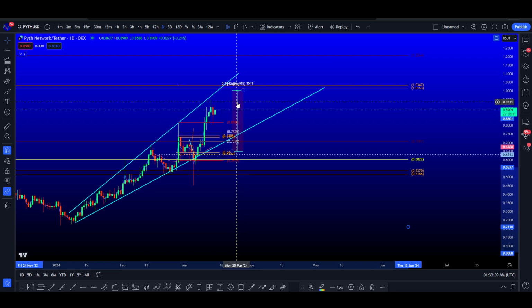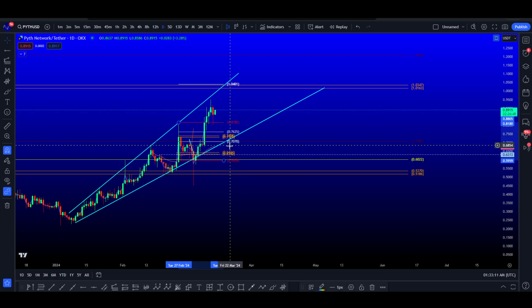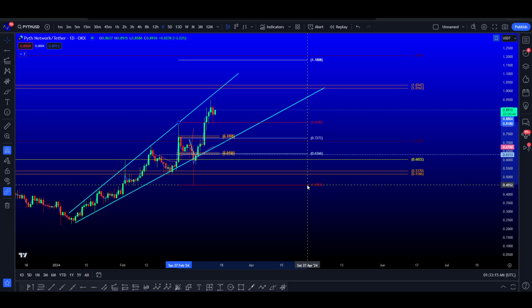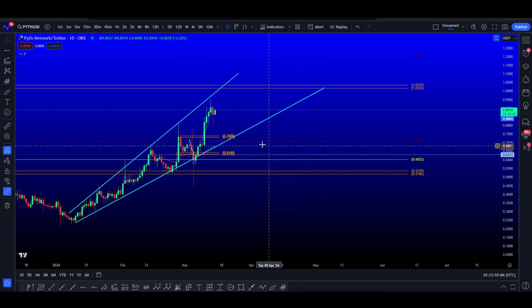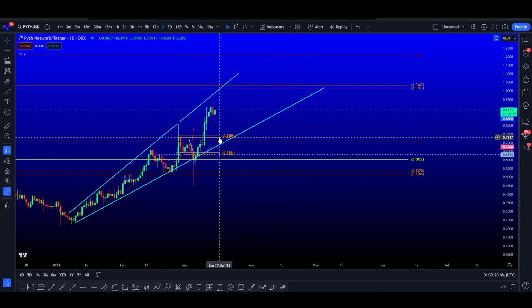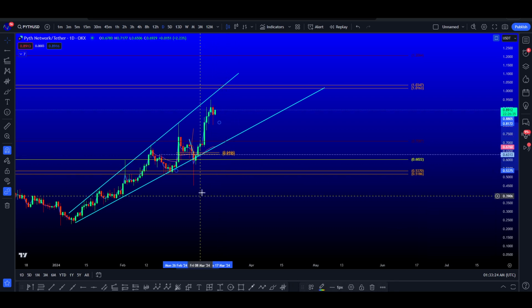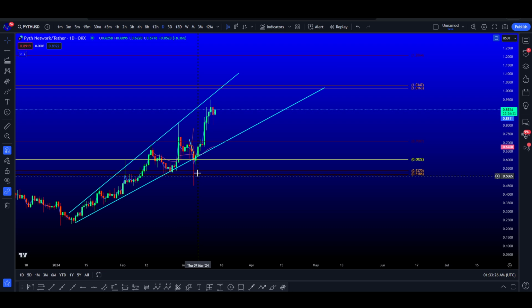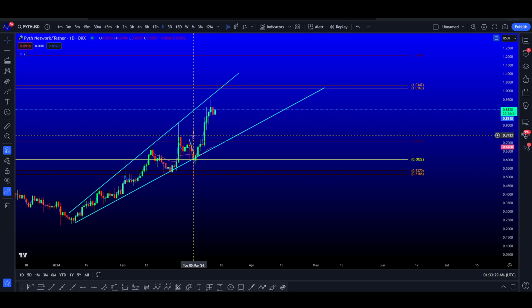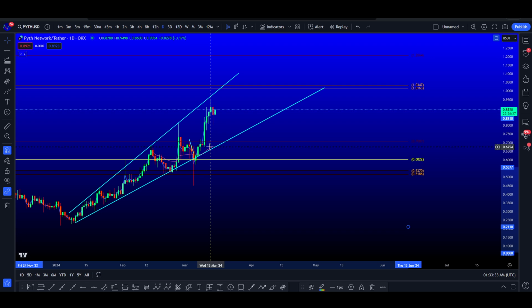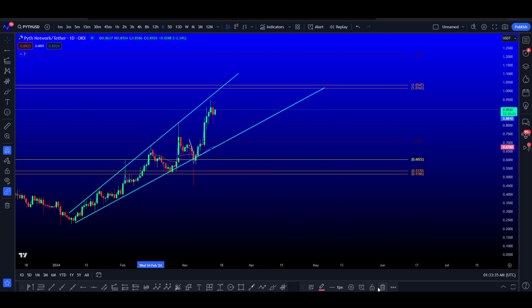Let's go ahead and delete this. Yeah, this is no longer as valid. Go ahead and delete that too as well. Clearly broke through this fib. Delete that. We can delete that. All right, so let's go ahead and delete everything. And as we can see here, yeah, very straightforward, right? So it's staying within this broadening wedge pattern.